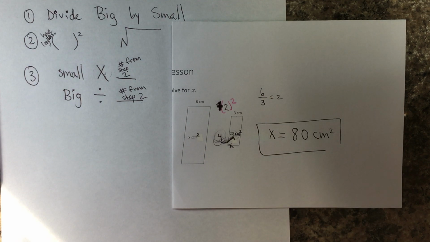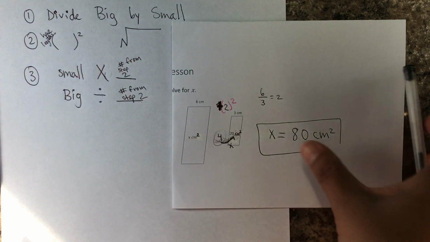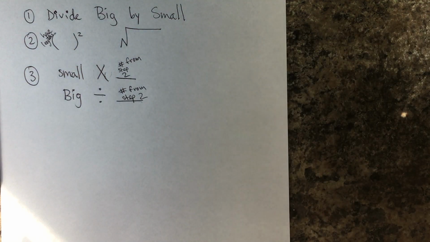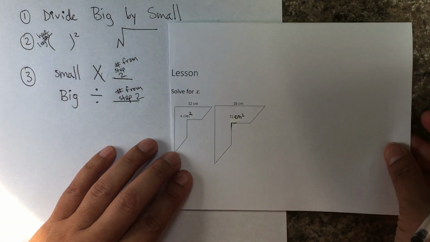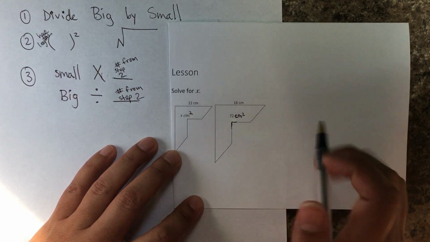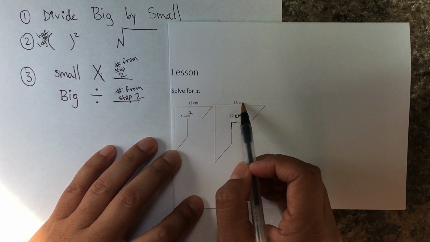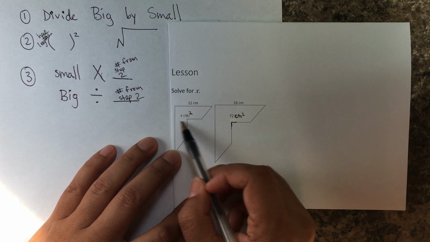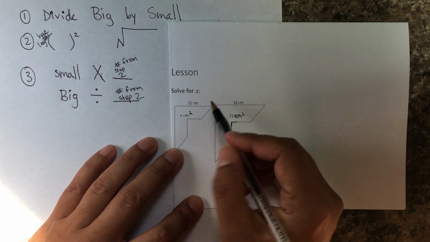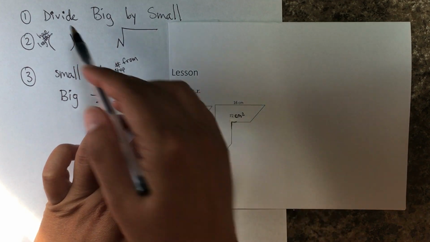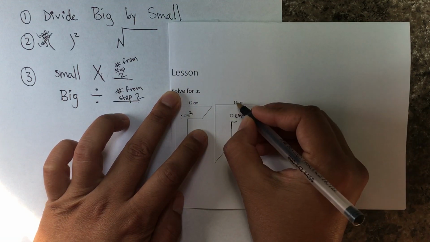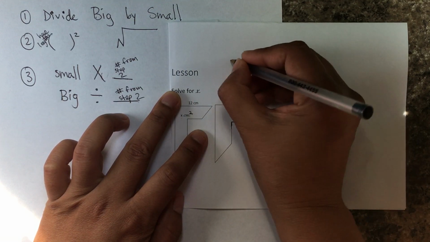So hopefully with more examples, it's going to be better and better understood. Okay, and it's going to change sometimes. So this little table or steps is going to be helpful for us. Okay, again, we have length. We're missing one of the areas. And so again, what we're going to do is divide the big by the small. So it's 16 divided by 12.